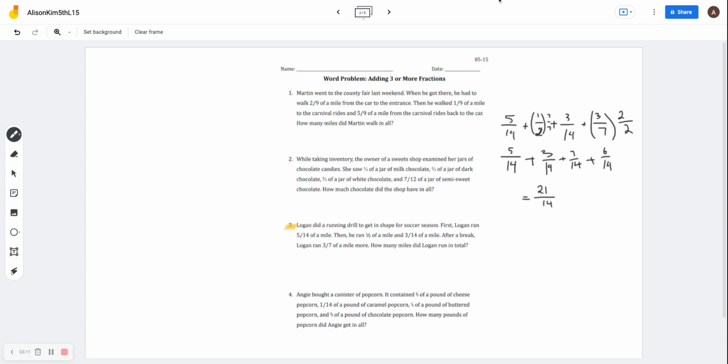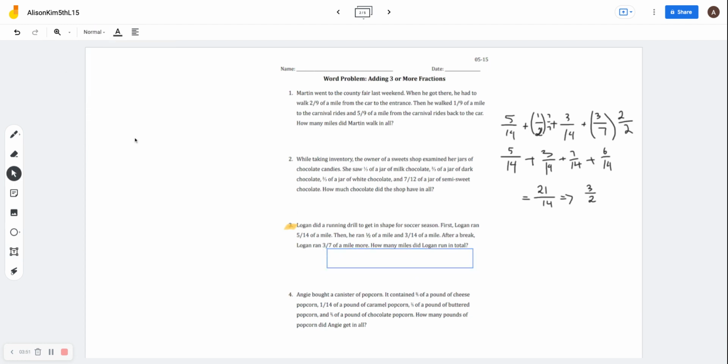And for this one, you can choose to leave it as a mixed fraction or an improper fraction. Oh, before I do though, 21/14 can be simplified because you can take out 7 from both of them. So we'll be left with 3/2. And so you can leave it as an improper fraction, which is 3/2, or a mixed number, which is 1 and 1/2. Either one is correct.